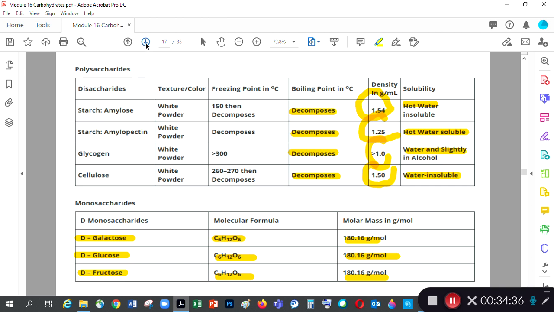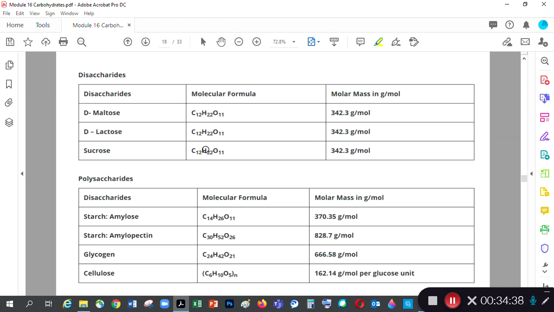And we can go to the last one here. This is the disaccharide, the same thing. You can see they have the same molecular formula and the same molar mass, correct? And then the names are different: maltose, lactose, sucrose. How do we know this? We have to draw their cyclic Haworth structure or the non-cyclic Fischer structure to know them.